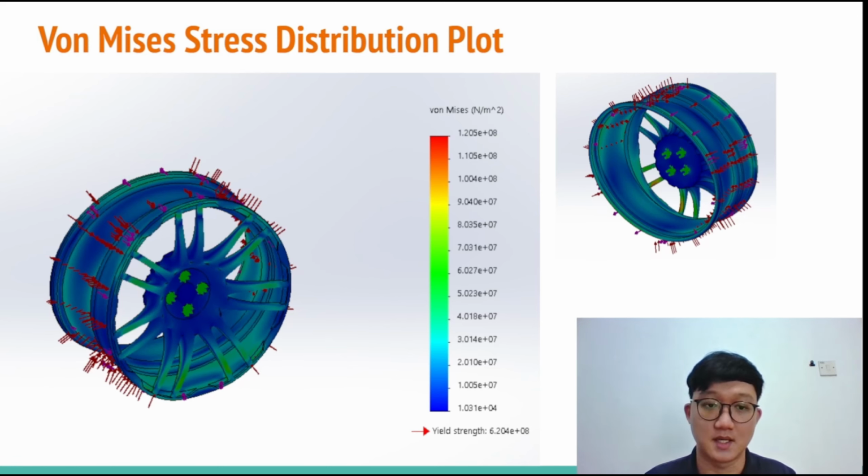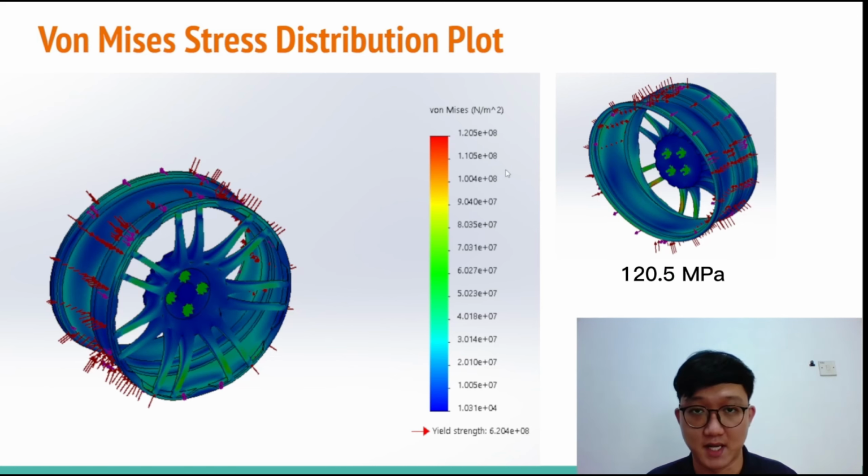In this case, there is only 10,310 Pascal. If you look at the right figure here, you can spot that there are 2 regions in red. The red color here represents the highest von Mises stress, which is 120.5 megapascal.